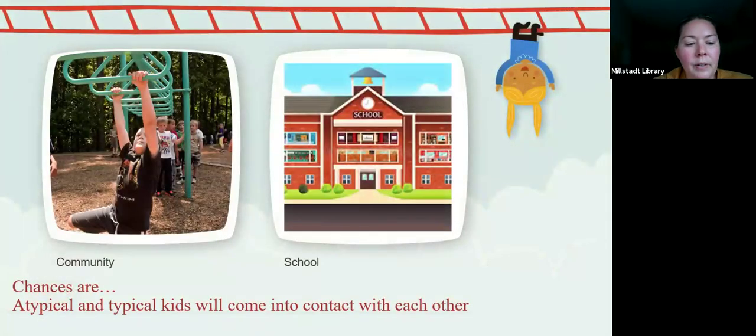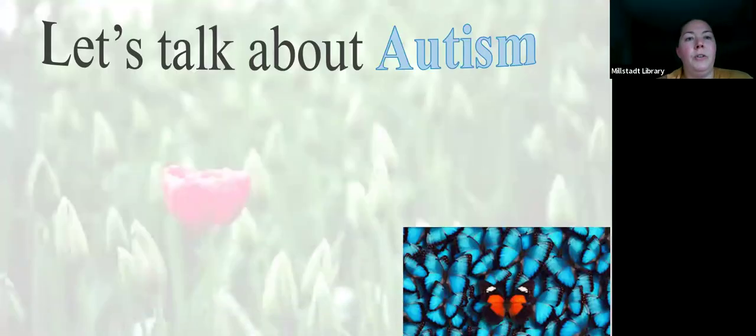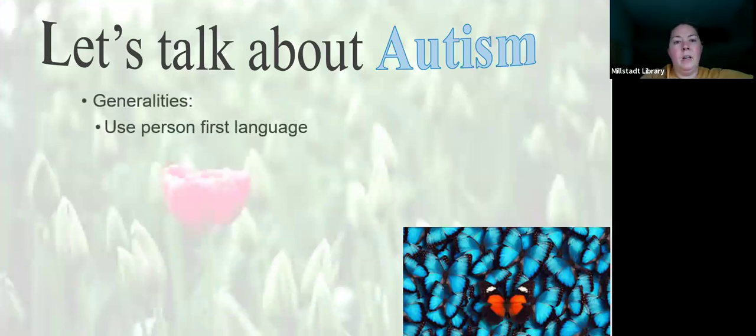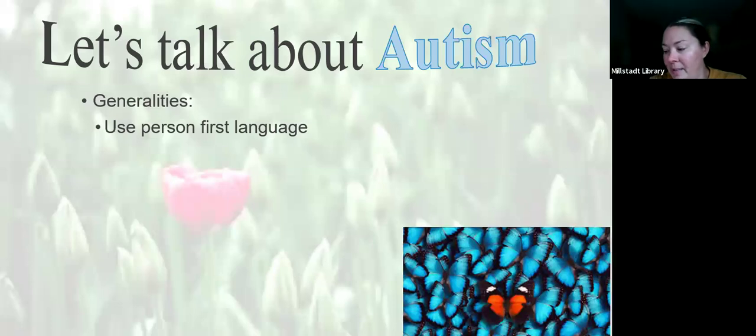So chances are atypical and typical kids will come in contact with each other through community outings or in school. So you may need to know how to talk to your children about autism. So in speaking in generalities, when we're talking about autism, it's best to use person-first language. An example of this is saying, I'm talking with someone who has autism, not I'm talking to the autistic person.